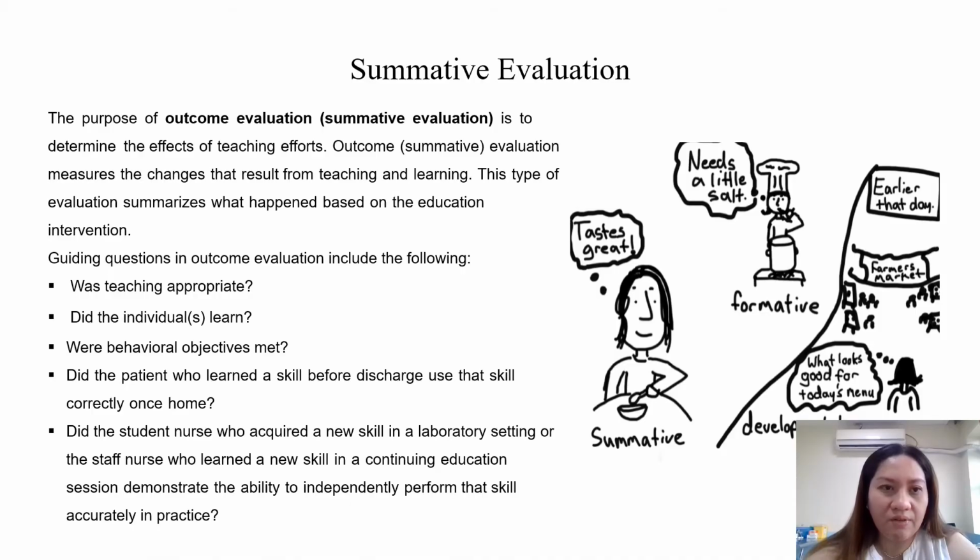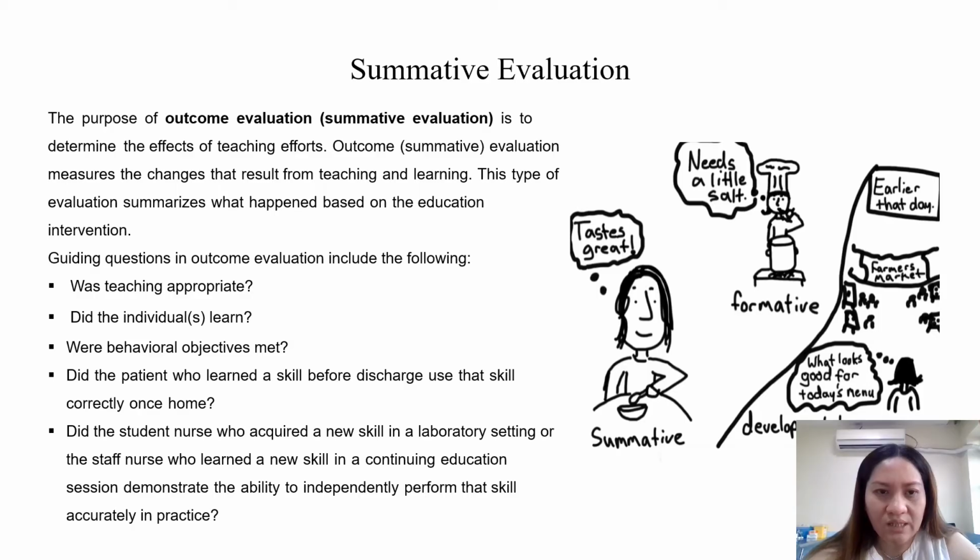When you say summative evaluation, so the purpose of outcome evaluation or summative evaluation is to determine the effects of teaching efforts, no? So outcome summative evaluation measures the changes that result from teaching and learning process. So this type of evaluation summarizes what happened based on education intervention.